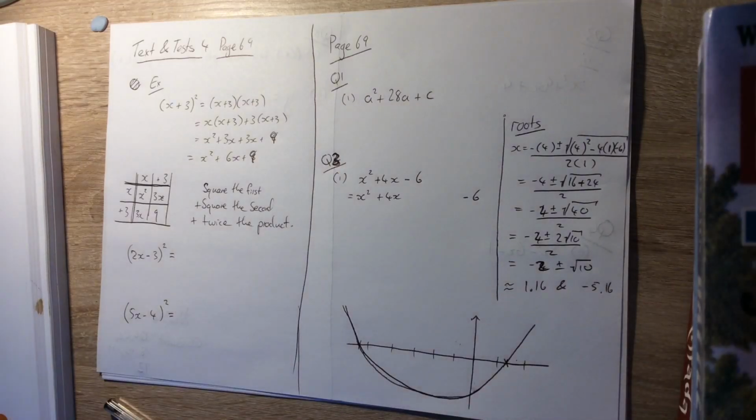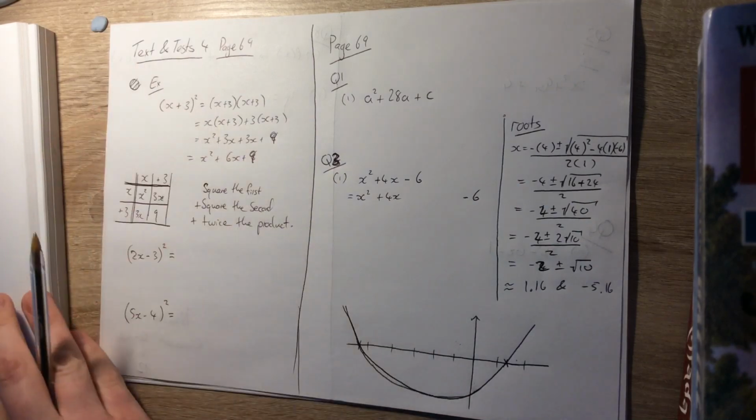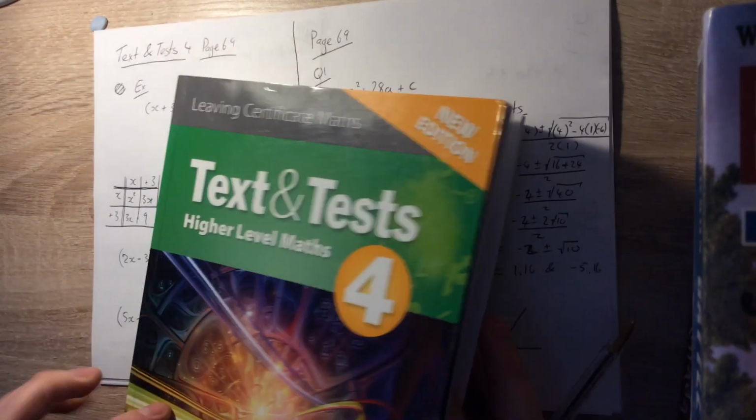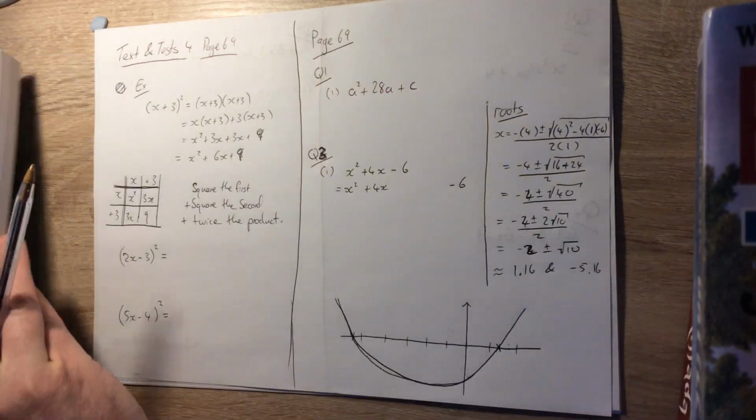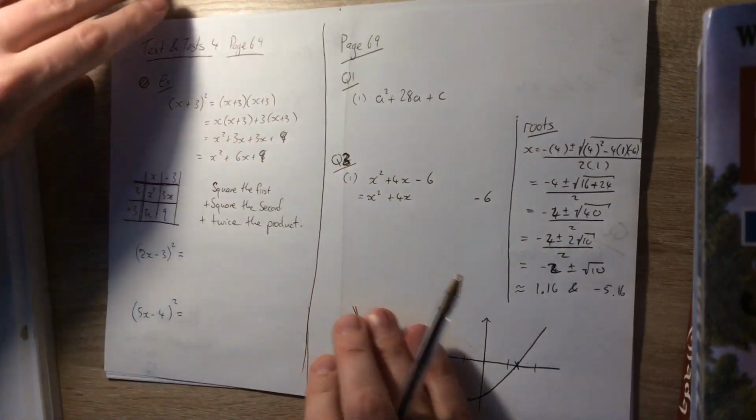Hi guys, we're looking at an idea called completing the square today. We'll be looking at Text and Tests for page 69. I'm going to start off with just an example that's not in the book, which is just this.